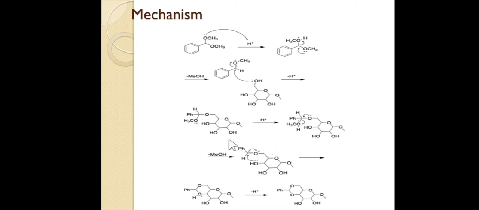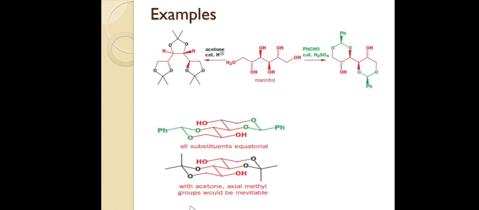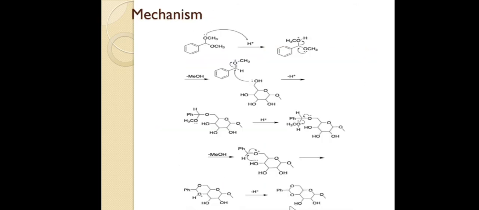So once we get this type of molecule, the second OH group will attack on carbonyl carbon, and we get the neutralization of positive charge on oxygen. This is how we get the protection of benzaldehyde acetal. Okay, the protection mechanism is same for 1,2 and 1,3 diols.